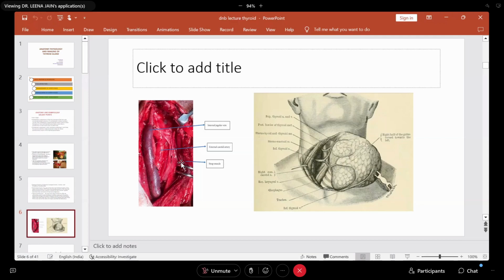In this also, you are retracting the strap muscles. Here is your internal jugular vein. Here is your external carotid artery, and here is your inferior thyroid artery. Got it? Yes. Thank you, ma'am.